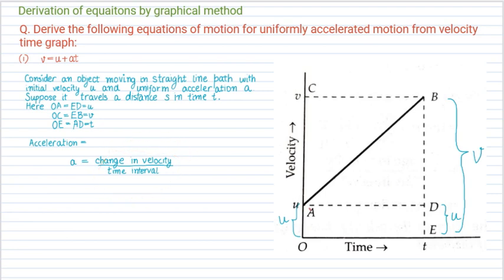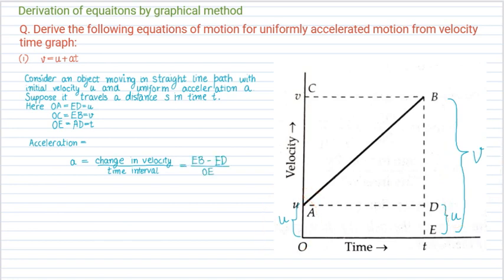So what is your initial velocity? Small u. What is your final velocity? Small v. So what will be the change in velocity? It will be v minus u. Fine. So the change in velocity will be your final velocity v minus your initial velocity small u.